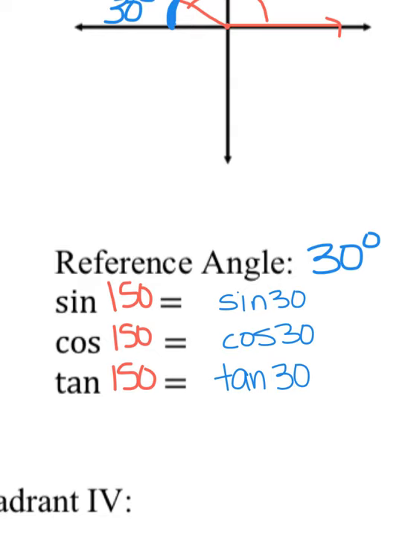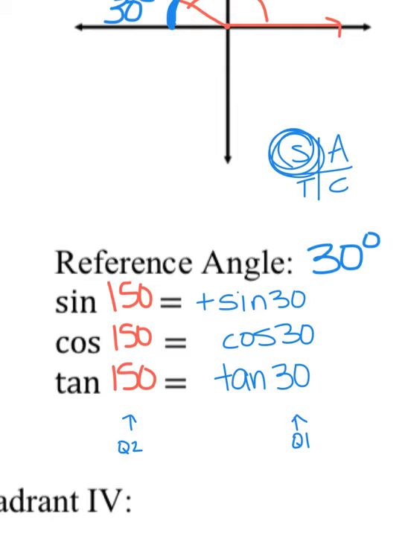We know that 150, you don't have to copy this, but 150 is in quadrant 2, and 30 is in quadrant 1. So the sine of 150 is in quadrant 2. In All Students Take Calc, in quadrant 2 only sine is positive. So sine would be positive, which means that the sine of 30 matches it, because sine of 30 is in quadrant 1.